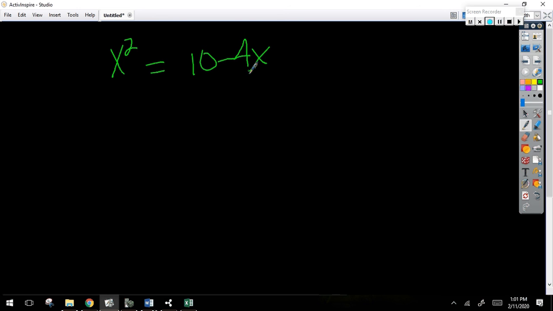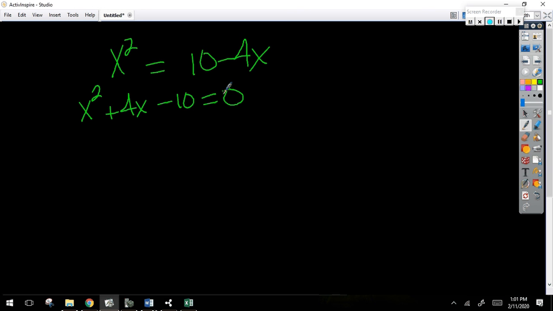What can I do? Move the 10 and the 4x, right? Keep it in standard form and it'll really make your life easier. So I've got x squared plus 4x minus 10. Now what? Okay. What multiplies to negative 10 and adds to 4? Nothing. It doesn't factor.